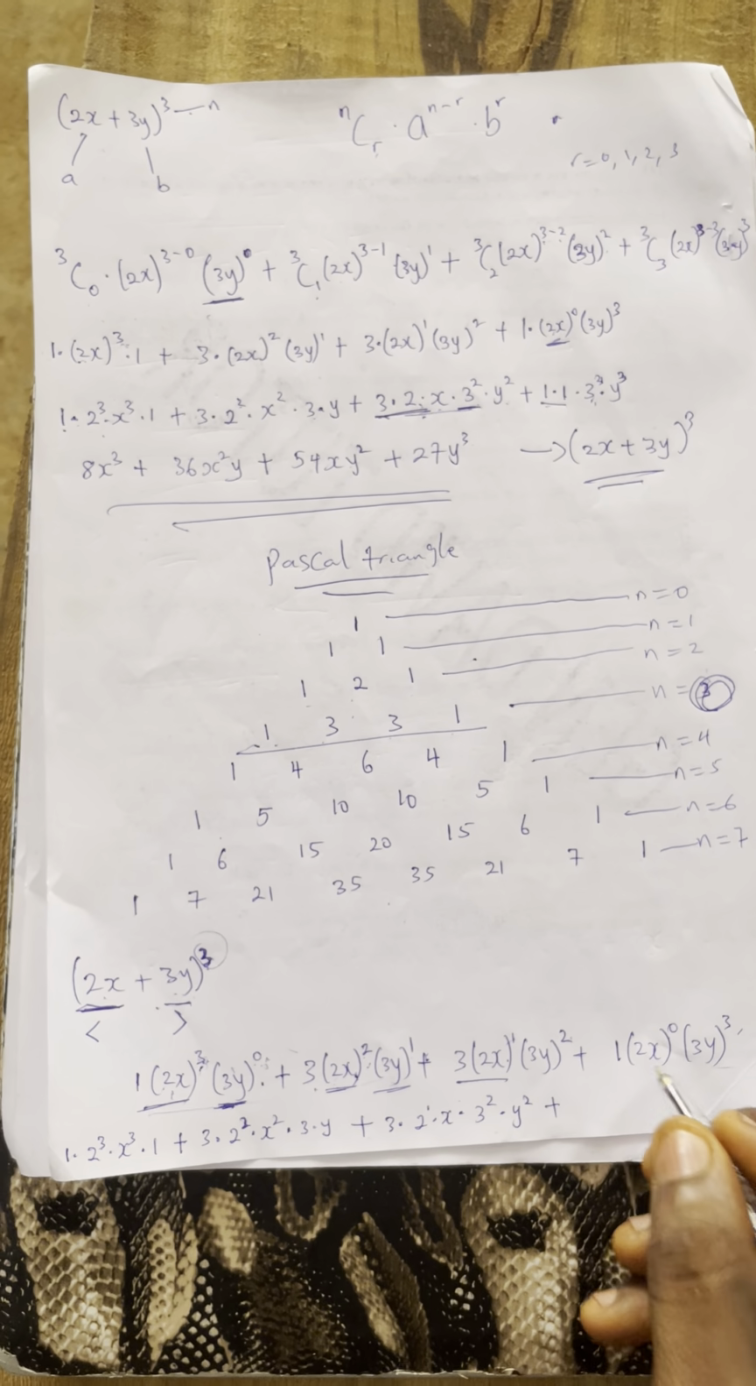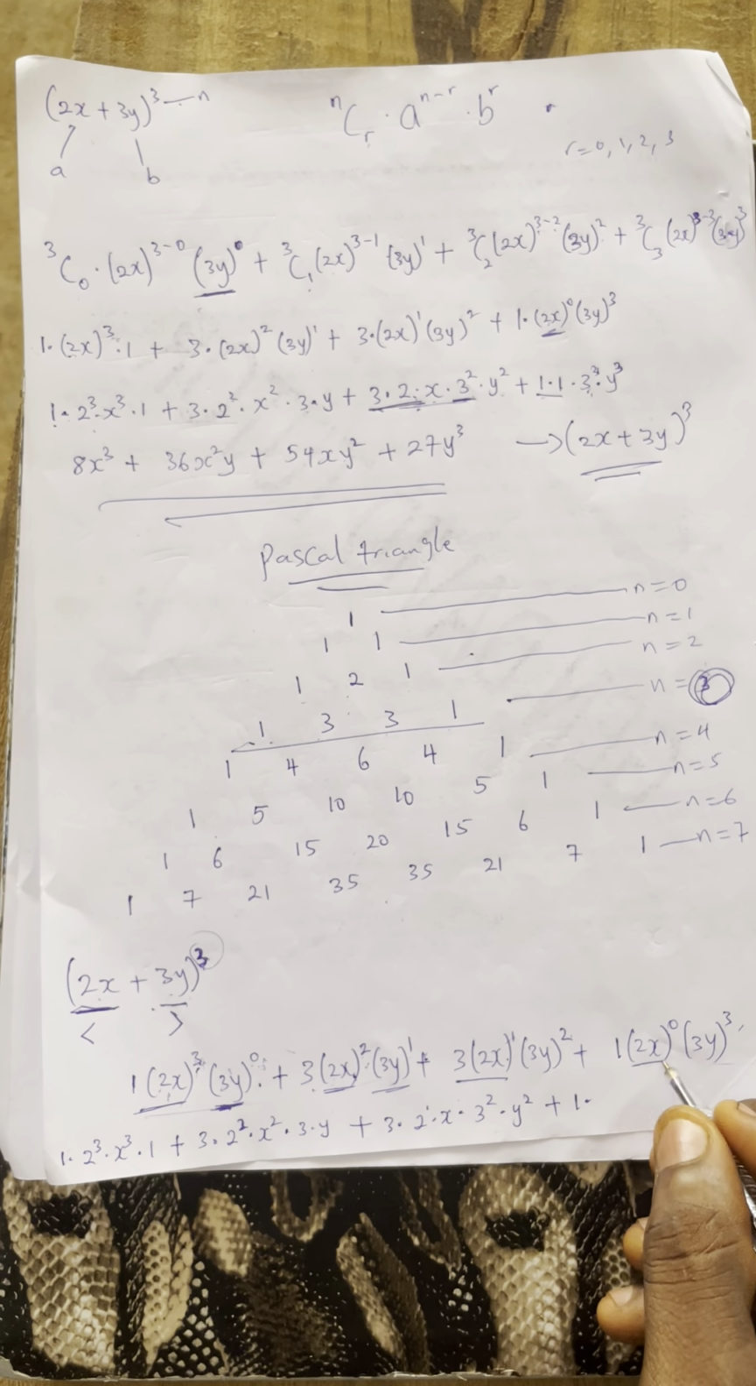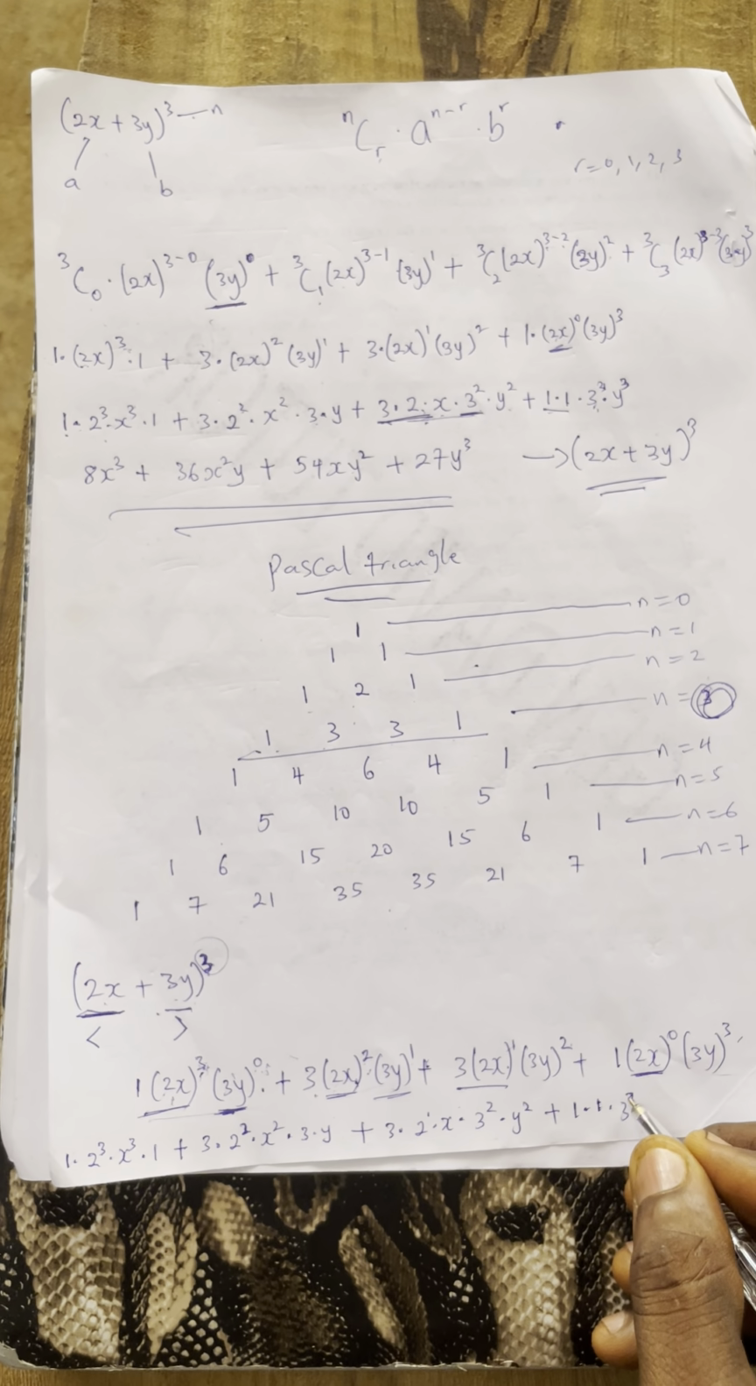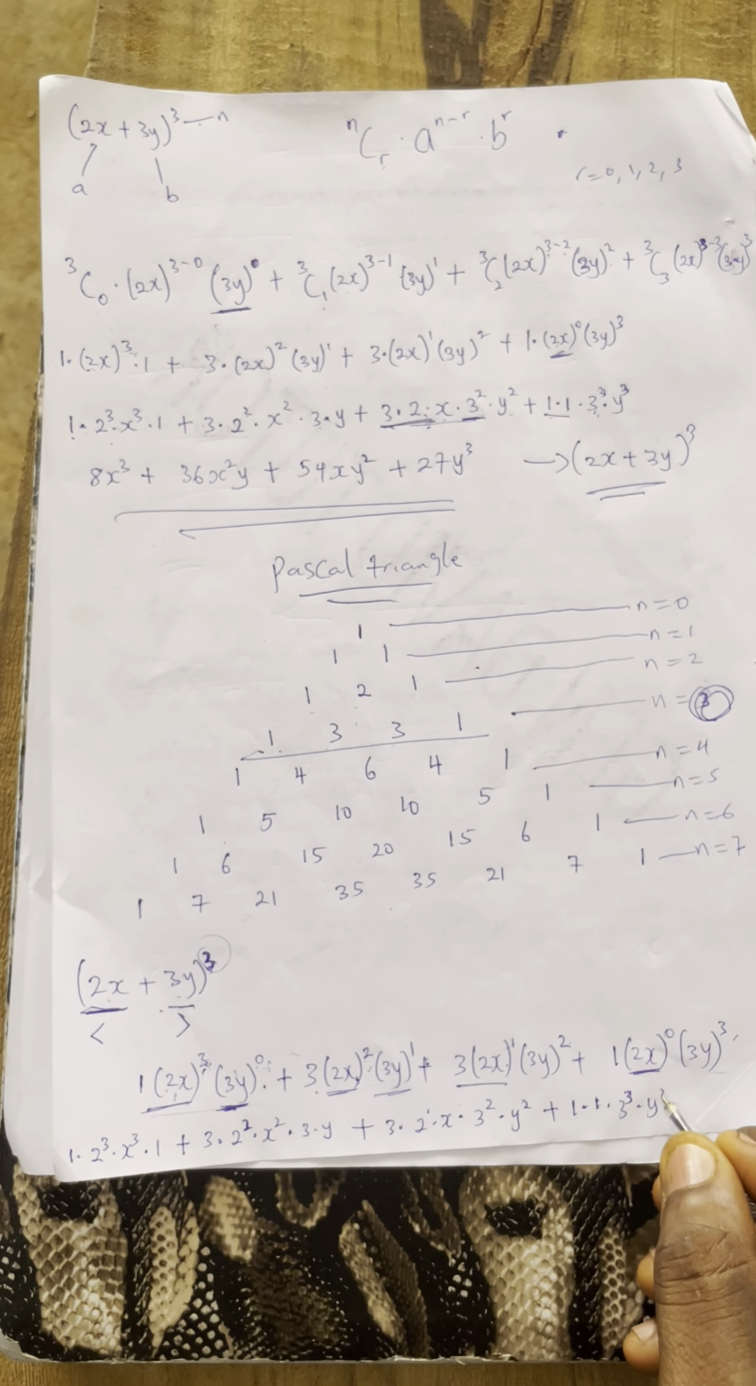Then plus, let's take this one. This is 1, multiplied by anything raised to power 0 is 1. Then multiply by 3 raised to power 3. Then y raised to power what? Y raised to power 3.